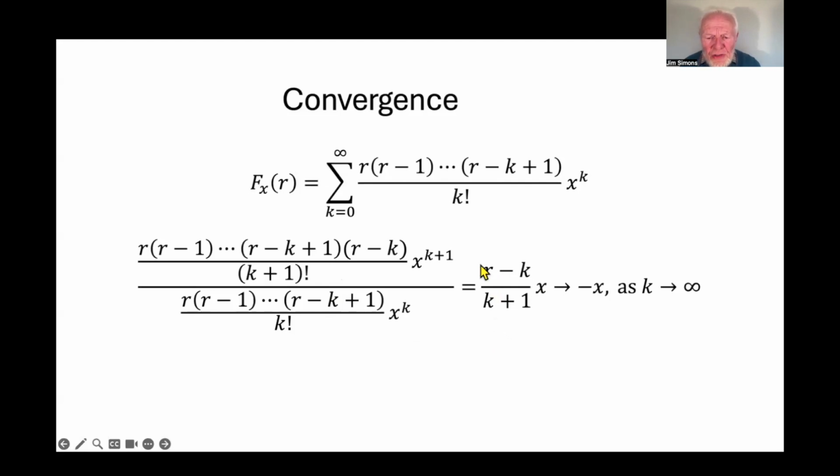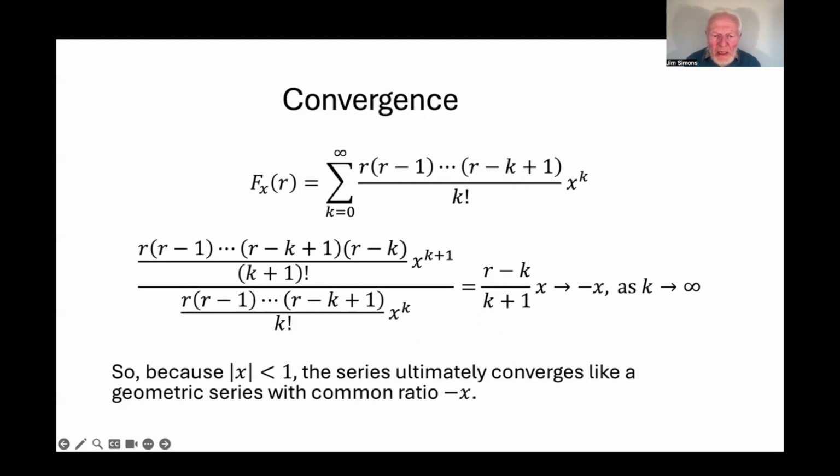So if r is a sensible number, like 3.5 or minus 5 or something, then by the time k gets to 1,000,000, this is to all intents and purposes minus x. And that's the ratio of consecutive terms, and that ratio is less than 1 in absolute value. So it behaves exactly like a geometric sequence, and so it's going to converge.